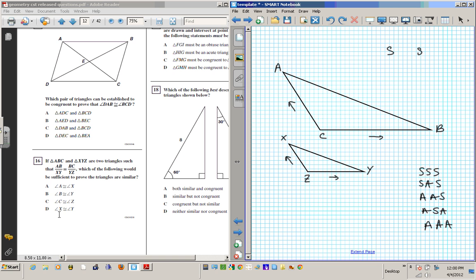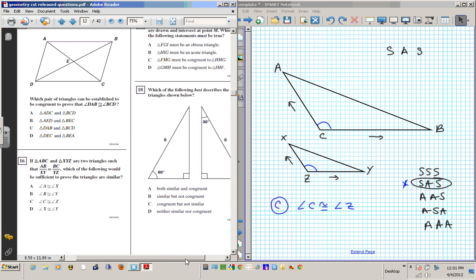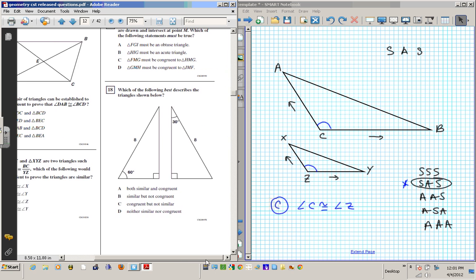All the options here involve angles. So in order for SAS to work, the angle must be between the two sides. That's what SAS means. It means that the angle is included. So this angle right here must be congruent to this angle right here. Okay, so angle C must be congruent to angle Z, and the answer is C. Because angle C has to be congruent to angle Z in order for it to meet the SAS similarity postulate. Okay? Alright, let's move on to number 17.